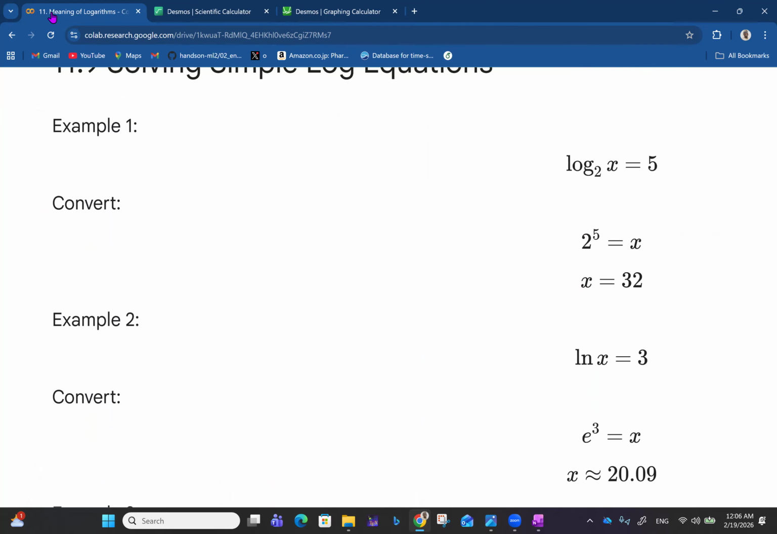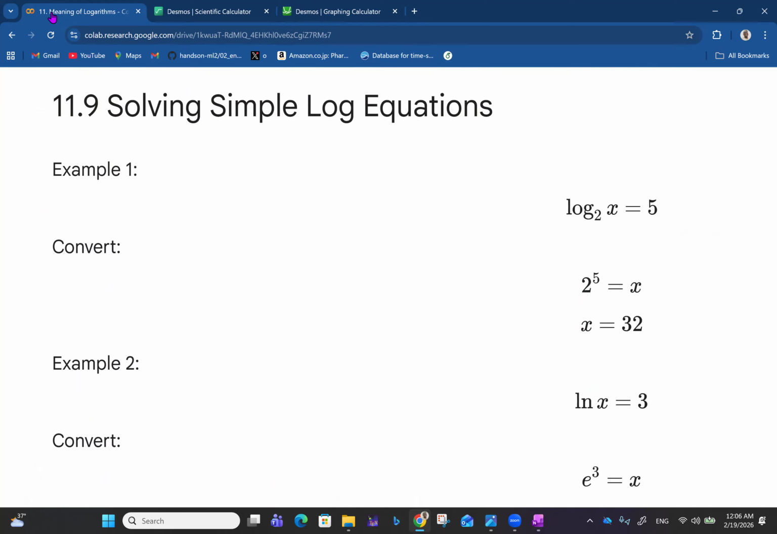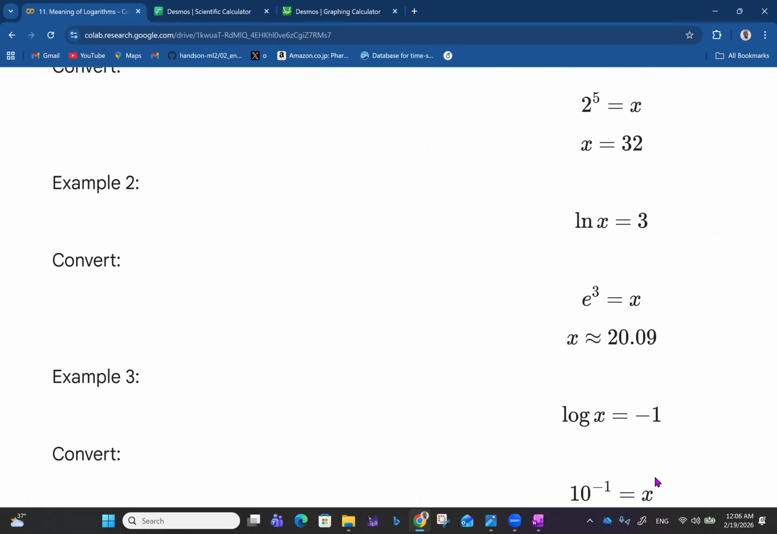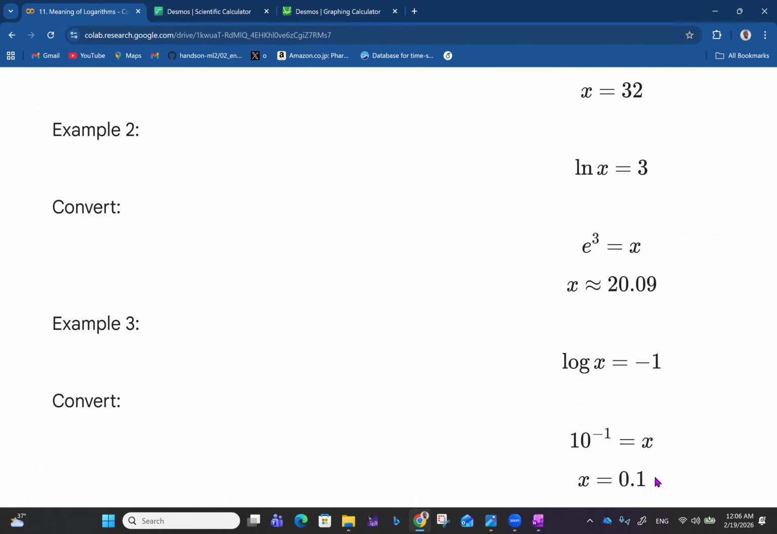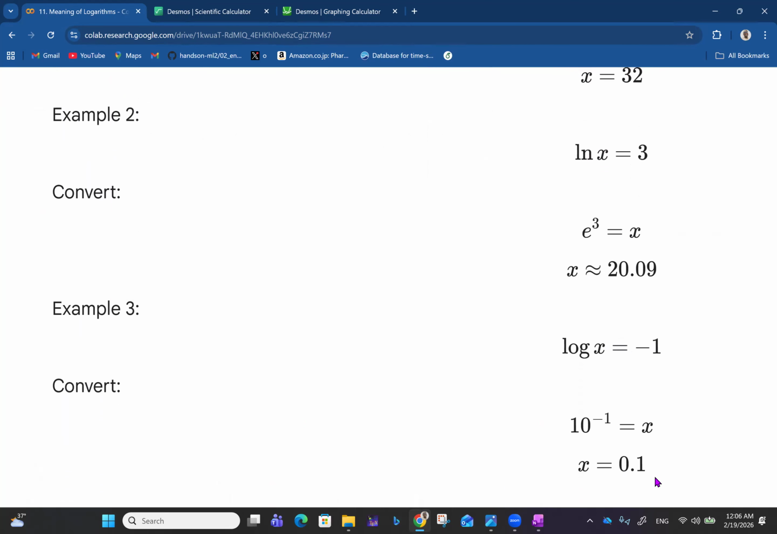Okay, so solving simple log equations. If you want to solve simple log equations, what do you do? For instance, example 1, log x to base 2 equals 5. That simply means you have 2 raised to the power 5 equals x, and that means x is 32 easily. Example 2, ln x equals 3. That means e raised to the power 3 is equal to x.